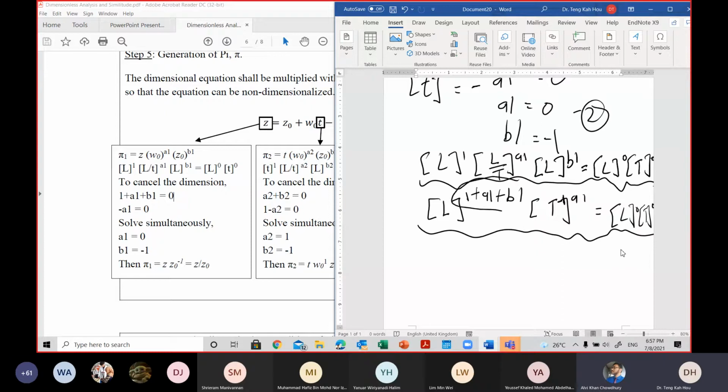Okay, and this is the thing we look at. You equate 1 plus A1 plus B1 equal to 0, first equation. Negative A1 equal to 0, second equation. You should be able to solve these two equations, am I right? Do I need to show you how to solve it?